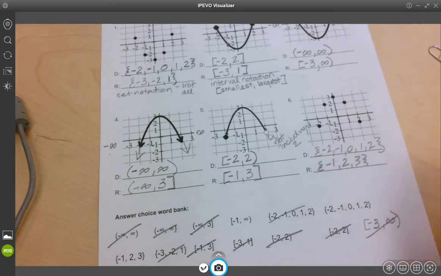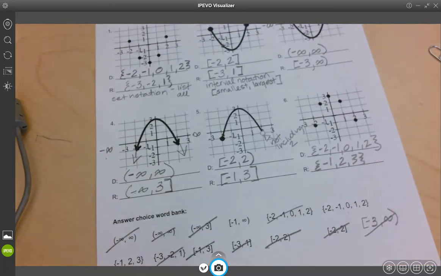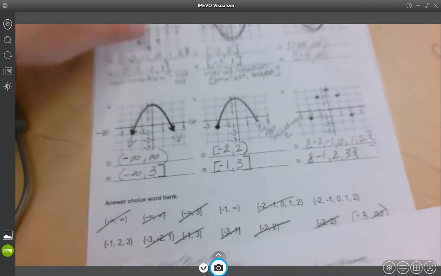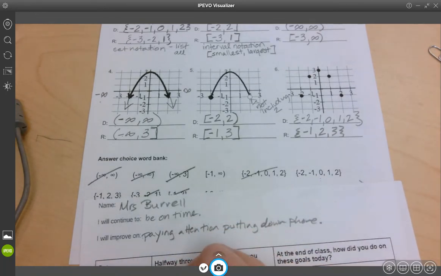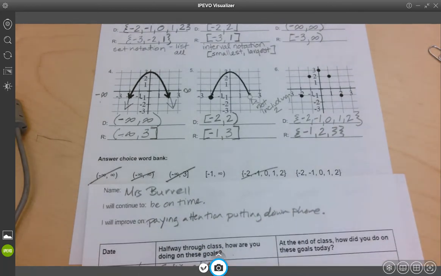Okay. So once you finish that, I want you to take your little paper, and we're going to do your halfway through class progress on your goal. Okay? So I'm going to think about this. Halfway through class, be on time. Halfway through class, I was on time. If you weren't on time, but you had improved your time, you could say, I was earlier than last class.